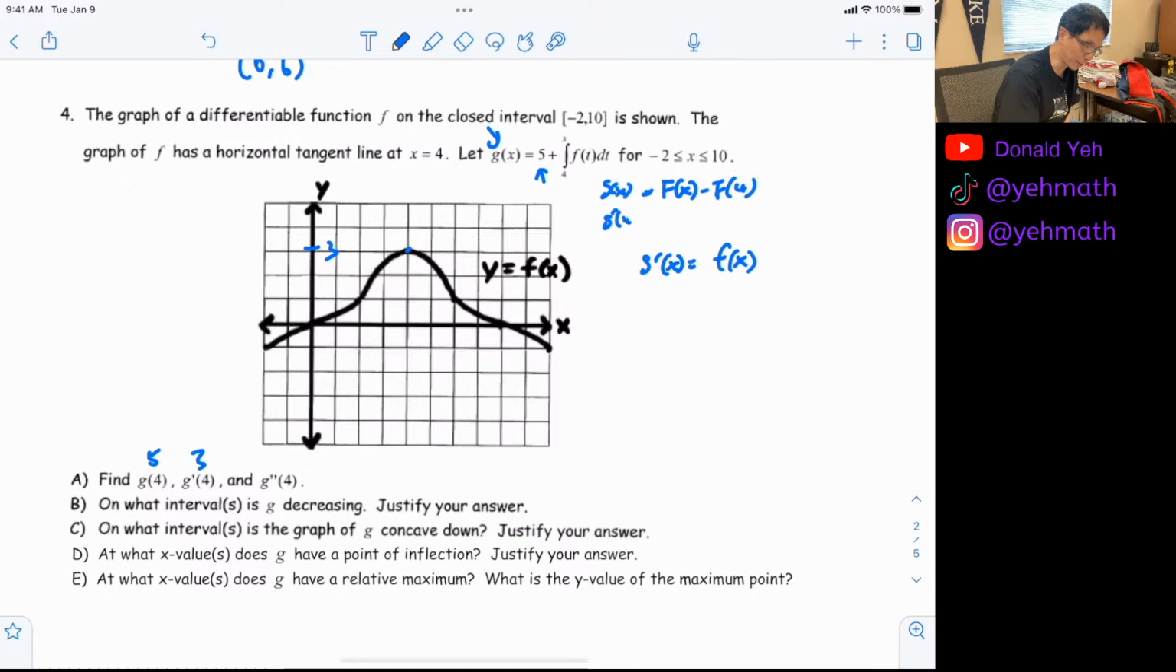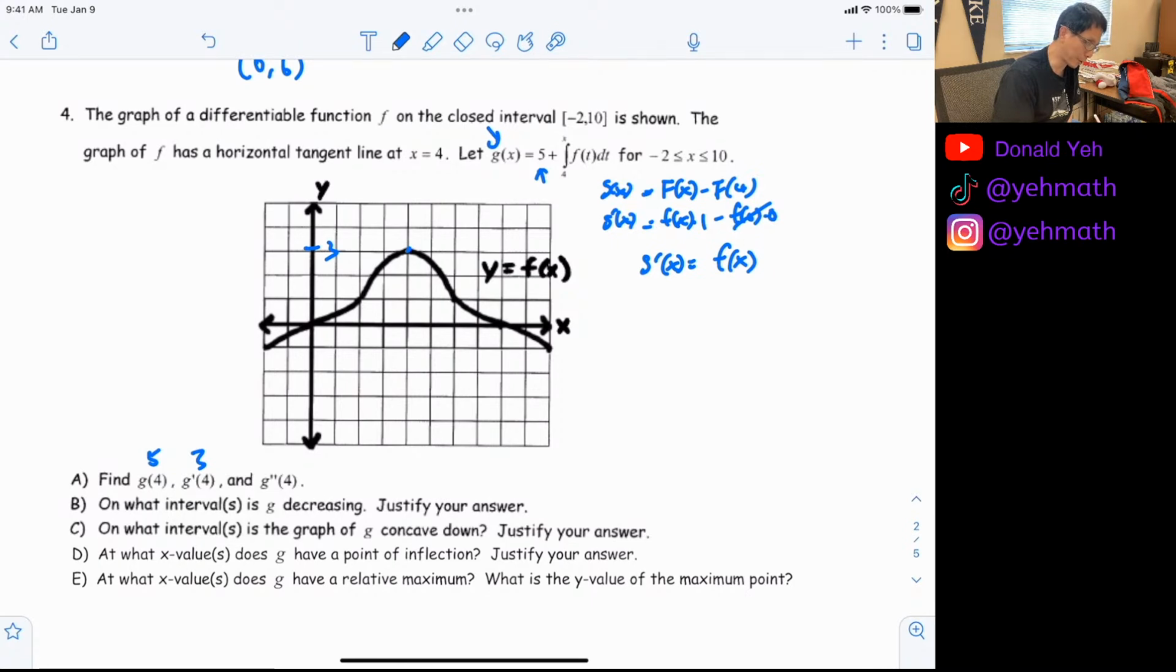But if I take g prime of x, that becomes f of x times 1 minus f of 0 times 0. So g prime of x is equal to f of x. So therefore, g prime of 4 is equal to 3.